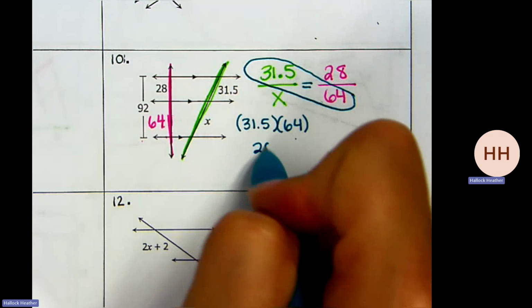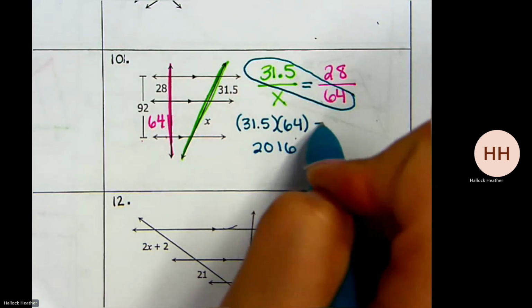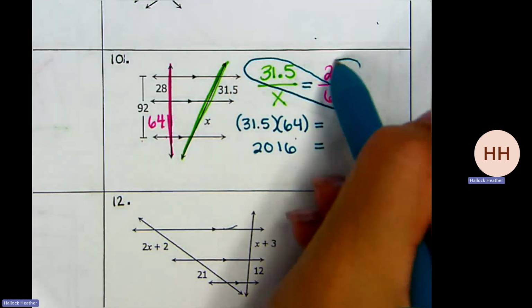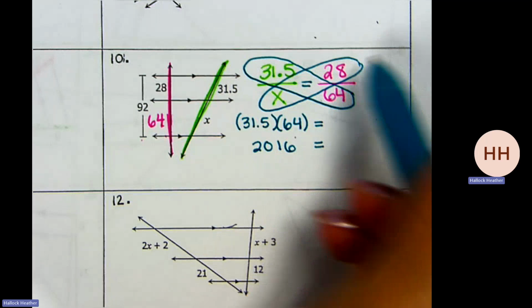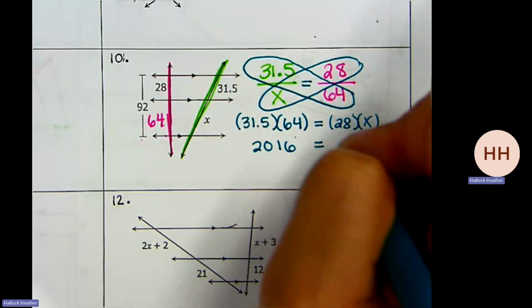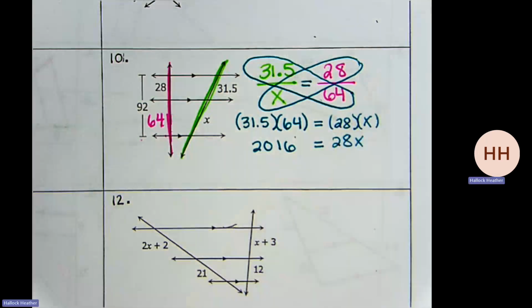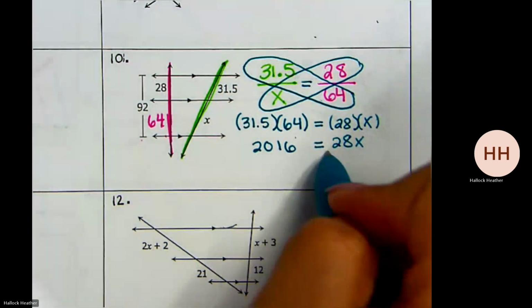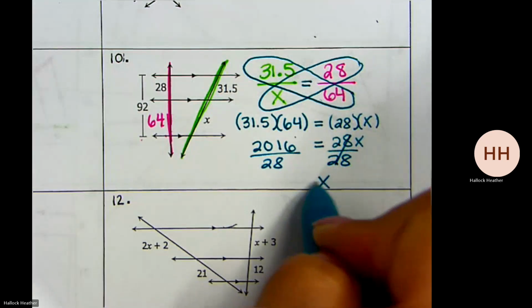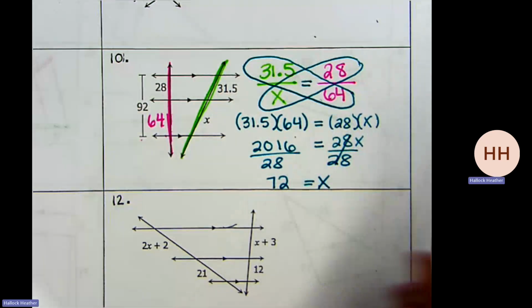Which is 2016. And then I'm going to cross multiply the other direction. So I'm going to do 28 times x because butterfly for life. 28 times x is 28x. And then I'm going to divide. So x equals 72.